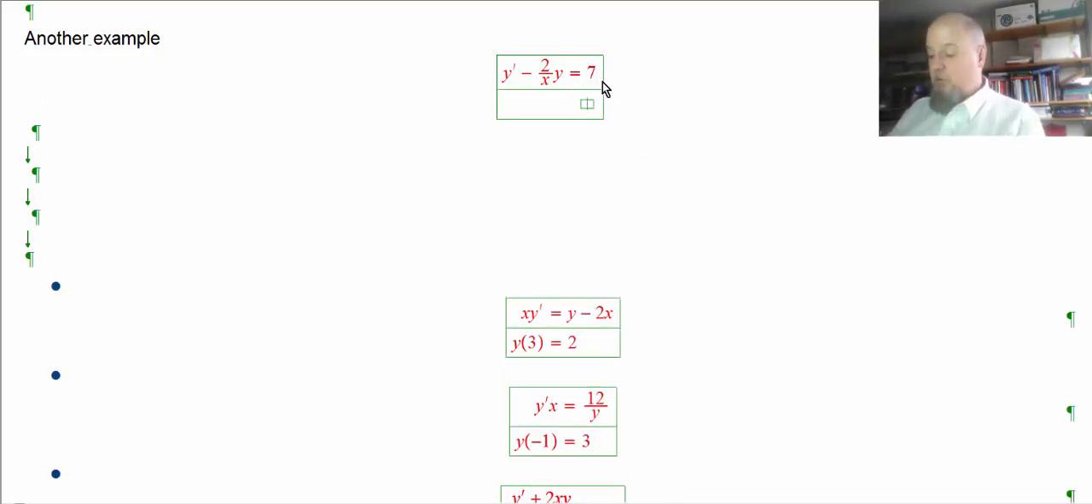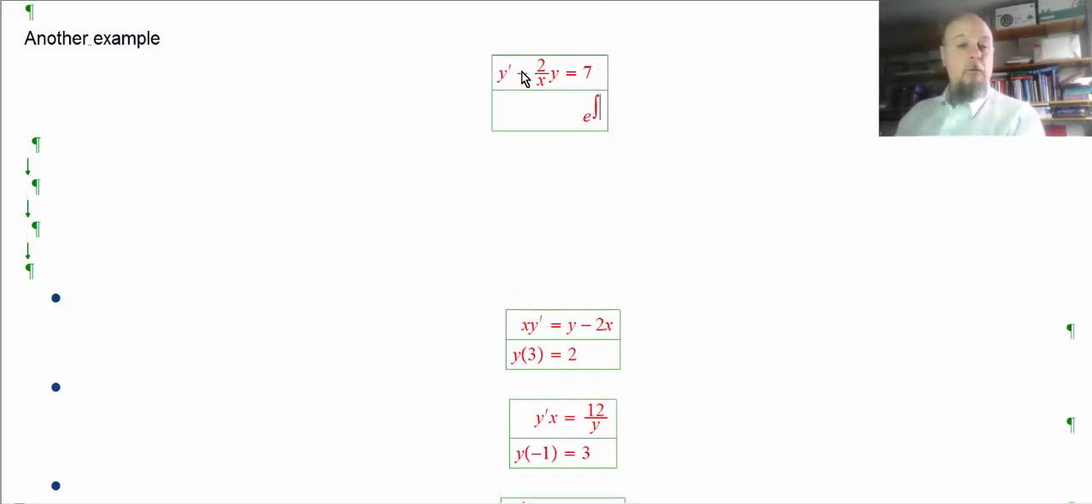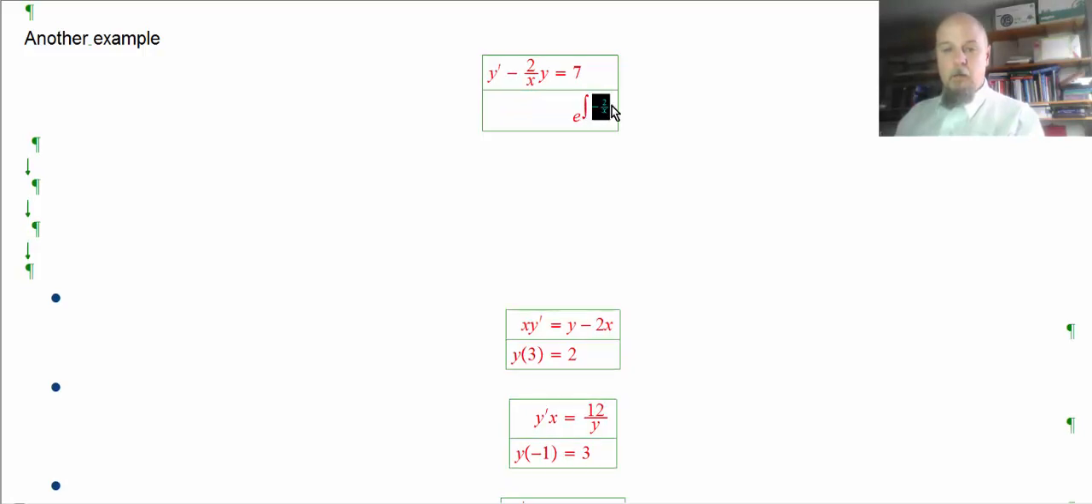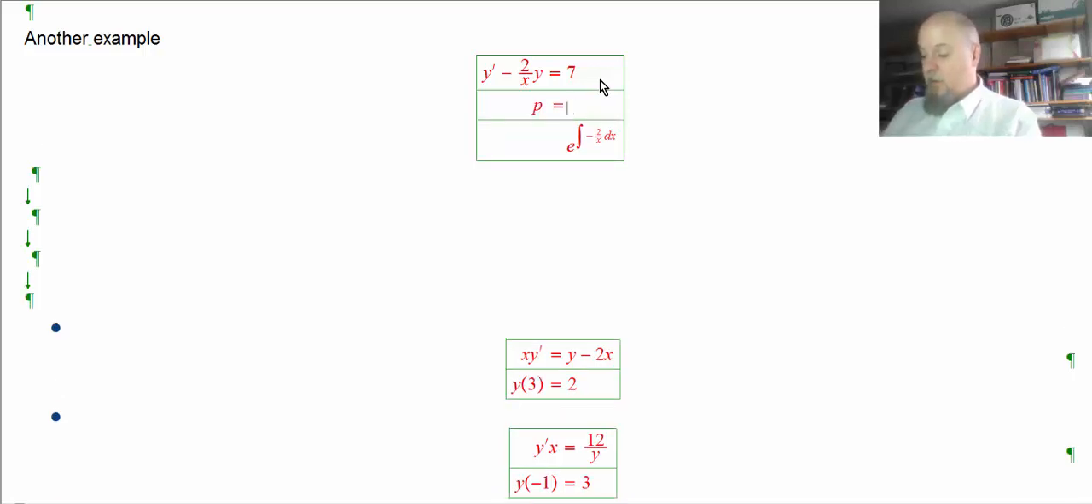So now let's get the integrating factor. The integrating factor is going to be e to the integral of p. Now, p in this case is minus 2x. The minus is part of the p, sorry, because it's supposed to be y prime plus py equals q. So in this case, let's write that down, p is equal to this minus 2x.